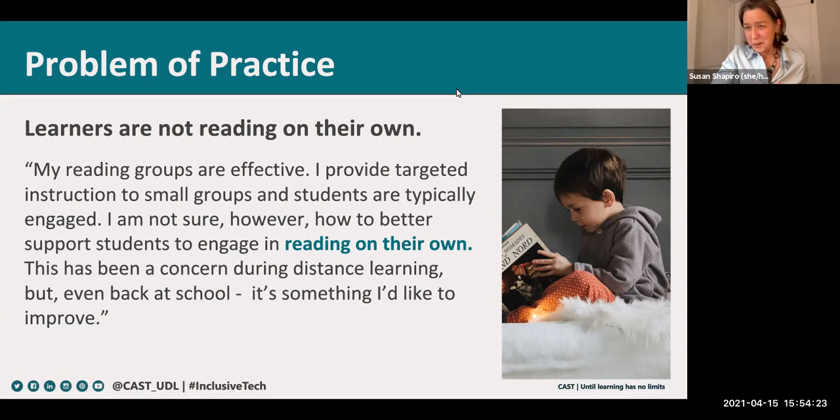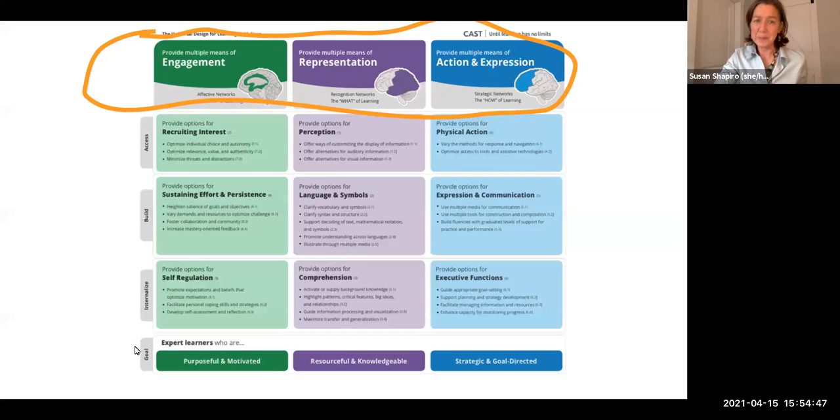So the issue is that students are just not reading independently, and the teacher is considering this a problem of practice, something I want to dig into and understand better. If the teacher knew, oh, it's because blank, then he or she could just take that barrier down and remove it. But she's going to think a little bit through the problem of practice with the guidelines.